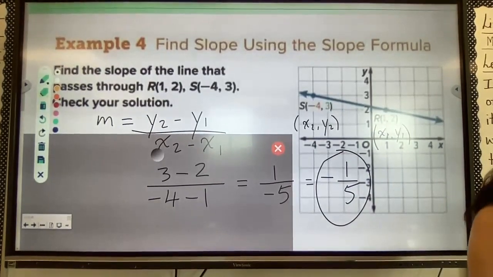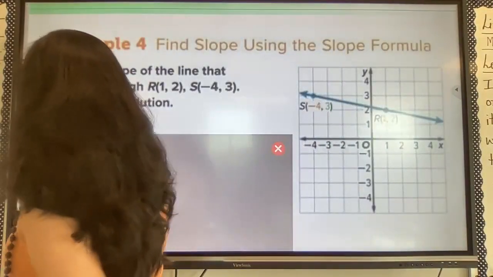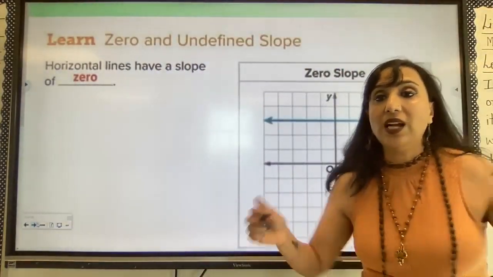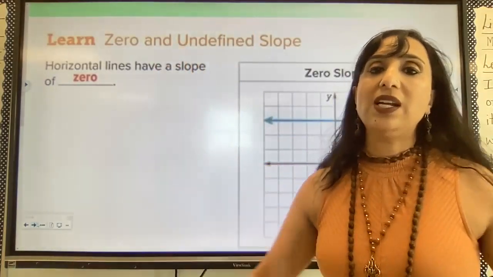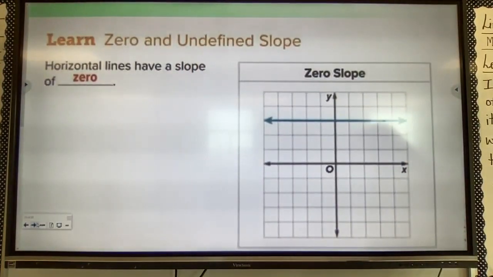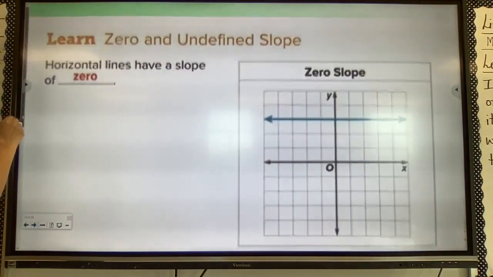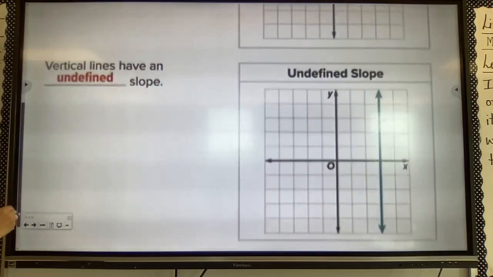Now, the next thing I want to talk to you about are zero and undefined slopes, with horizontal and vertical lines. So let me show you an example of what that looks like. A horizontal line is a straight line. Do we see any slant? No. So that is why horizontal lines have a slope of 0, as you can see over here. And the vertical lines have an undefined slope. So look, vertical lines have an undefined slope.